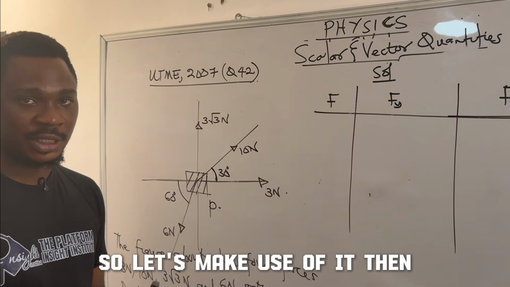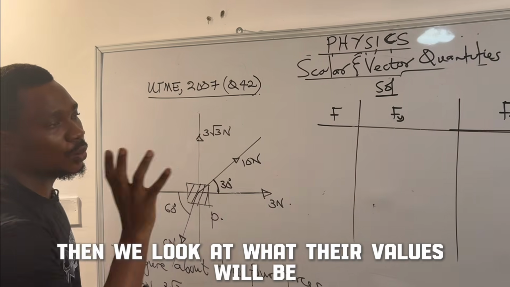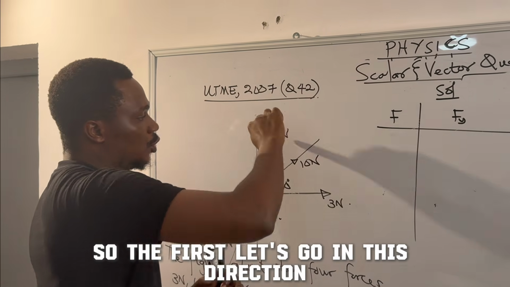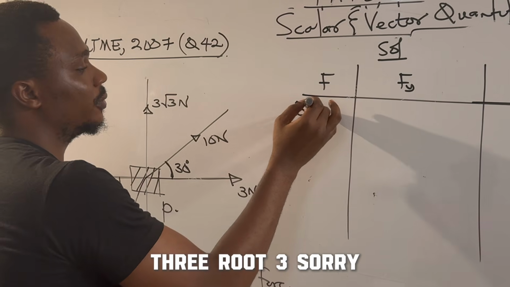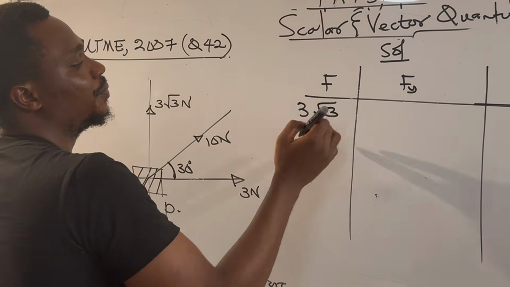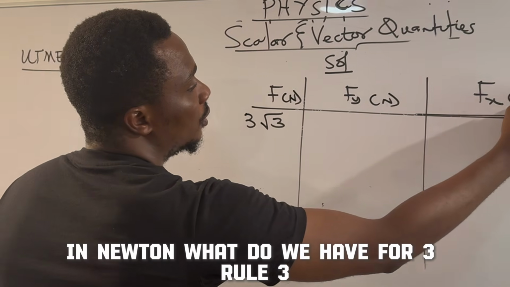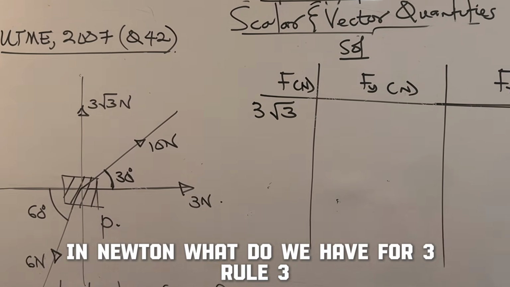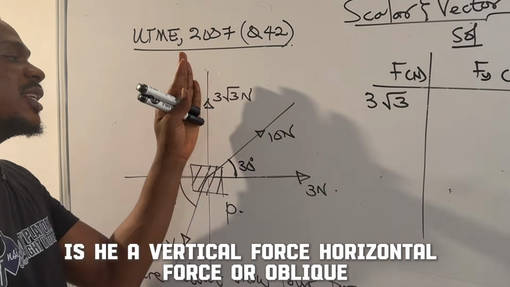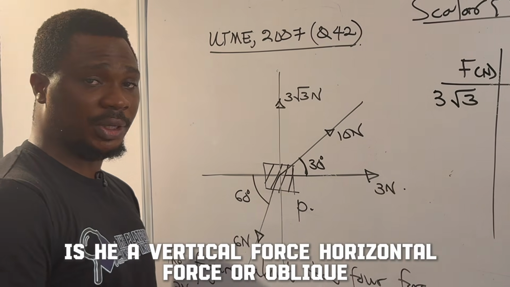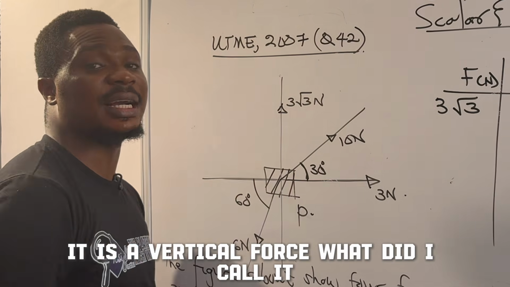So let's make use of it then. Now, I'm going to be calling the first one after the other. We will identify them, then we'll look at what their values will be. So the first, let's go in this direction. So we are starting with what? 3 root 3 Newton. What do we have for 3 root 3? The first question is, this guy, is he a vertical force, horizontal force, or oblique? As we can see, this guy is pointing upward and it's straight. It is a vertical force.